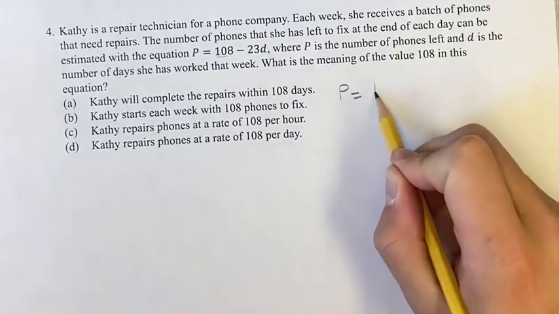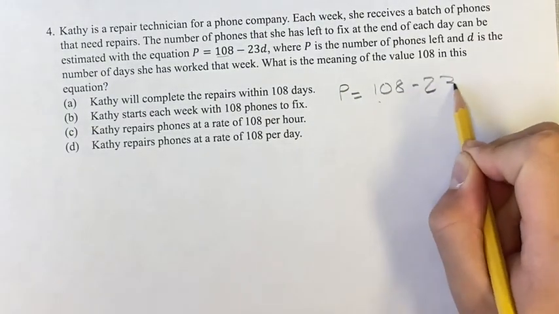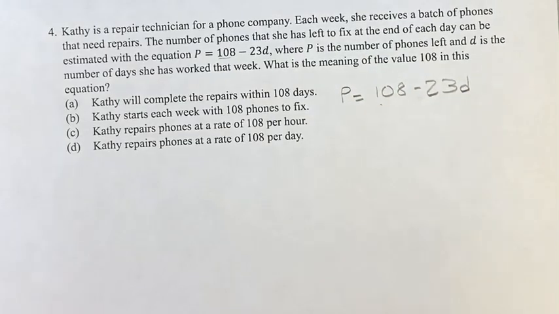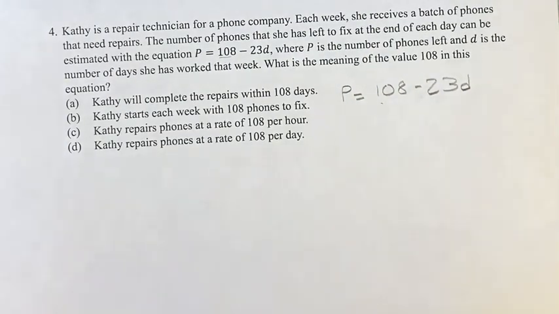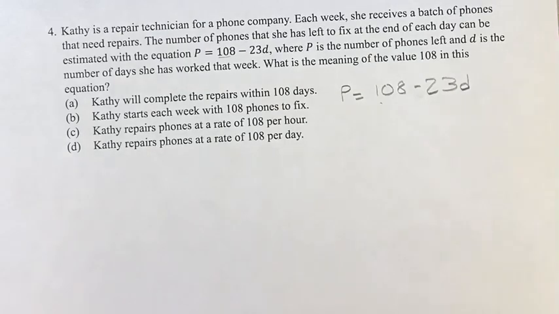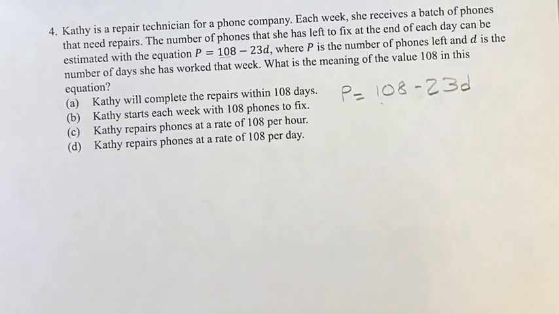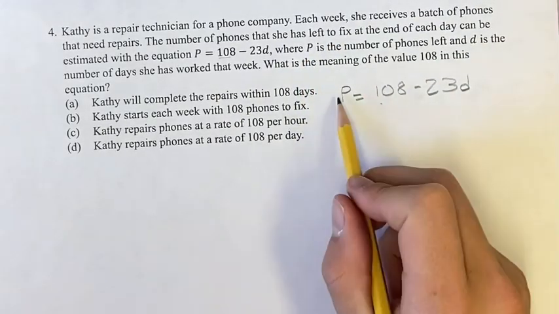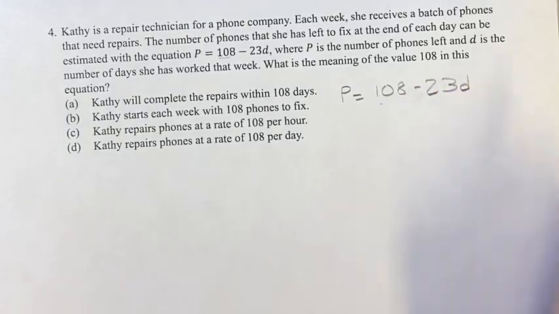So, writing this out right here, we notice this is a linear equation, because P is to the first power and D is to the first power. We don't have a D squared or anything like that. This isn't a quadratic or a cubic or anything like that. This is a linear function. So if we're taking P in terms of D, right, P is equal to 108 minus 23D.